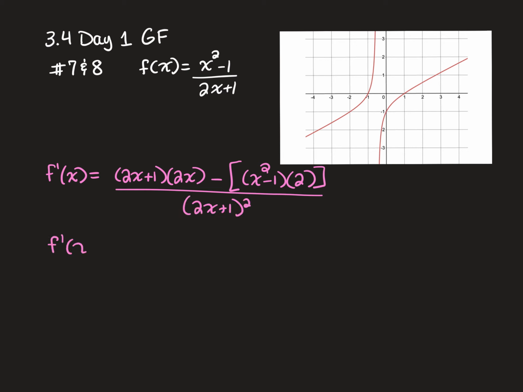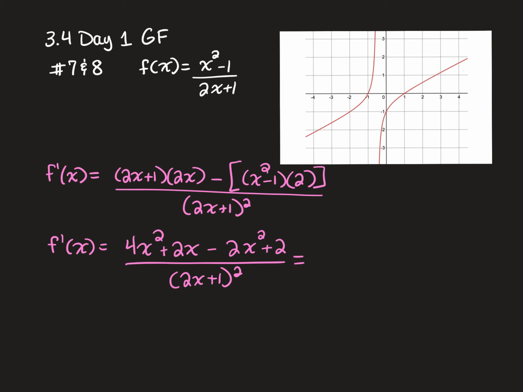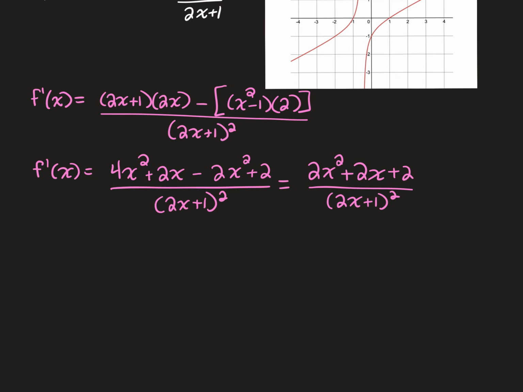So let me simplify that because we're going to have to find a second derivative. Okay, so let's see, we'll have 4x squared plus 2x minus 2x squared plus 2 over 2x plus 1 squared. That's going to give us 2x squared plus 2x plus 2 all over 2x plus 1 squared. Don't really think there's a whole lot more we could do. I mean, we could factor out a 2 there, but it's not going to form a giant one with anything. So that's our first derivative.